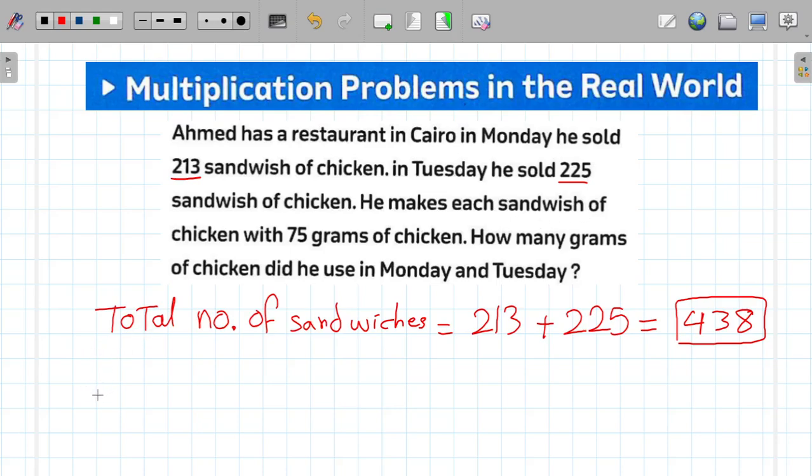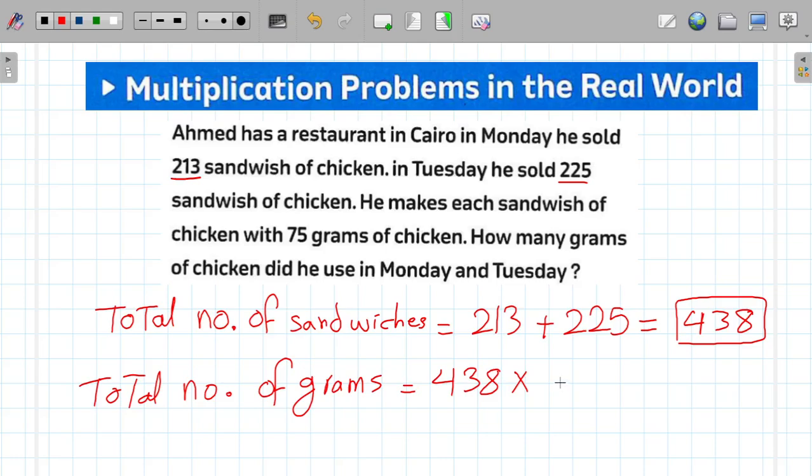So I will say the total number of grams will be like this. The total number of sandwiches 438 by the number of grams in every sandwich, which is 75, and we will use the algorithm of multiplication. So I will say I have 438 and I will multiply by 75. First I will multiply by 5.